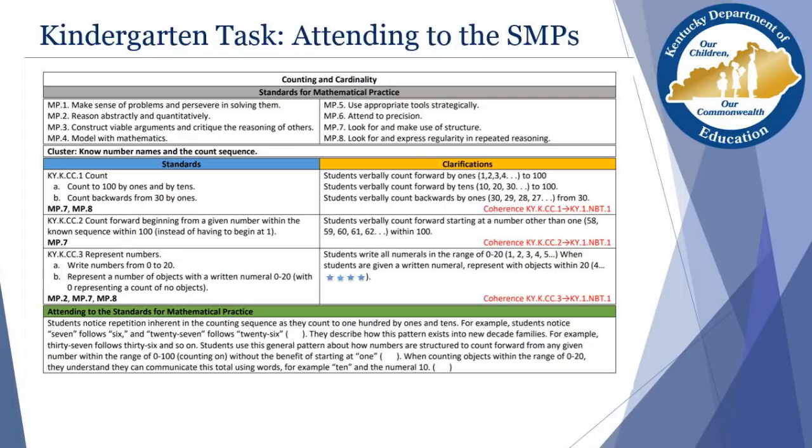So if you notice, this is a kindergarten sample task, but there are those tasks available for every grade level and by conceptual category in high school. But if you look at the page, this is the architecture of the standards. This is just one cluster. But if you'll notice, it looks very similar to what we looked at earlier when I was pointing out where the SMPs are. But if you look down there at the bottom at that attending to the SMPs section, you'll notice that the math practices labeled with each one of those descriptions have been taken out.